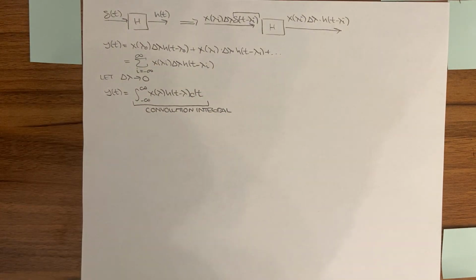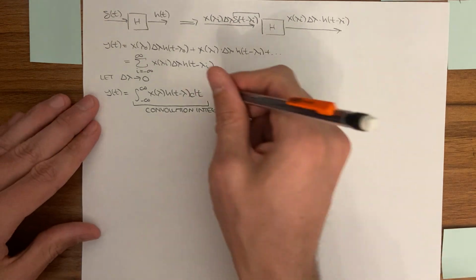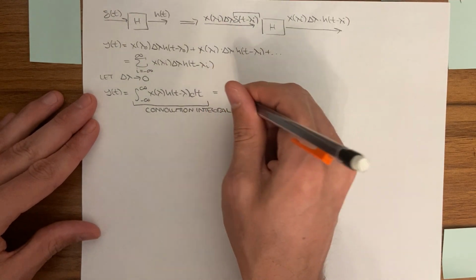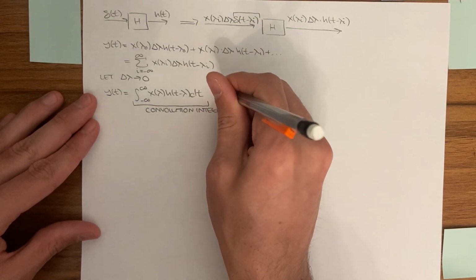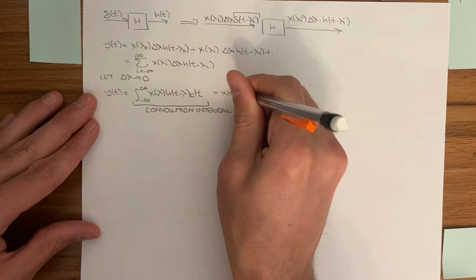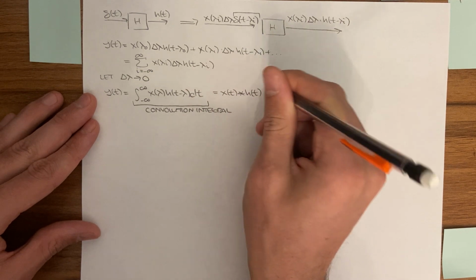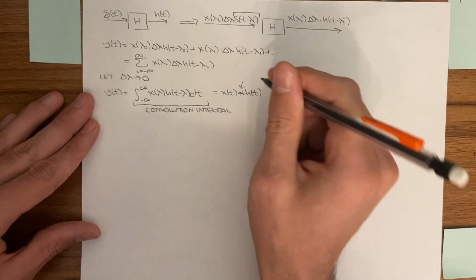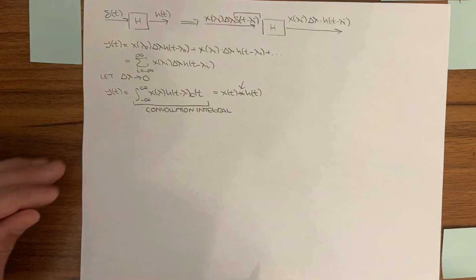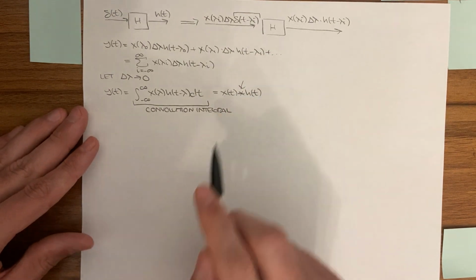Now, oftentimes it's written in shorthand. We will say that we've got x of t convolved with h of t. They use this asterisk symbol to denote convolution between x of t and h of t.